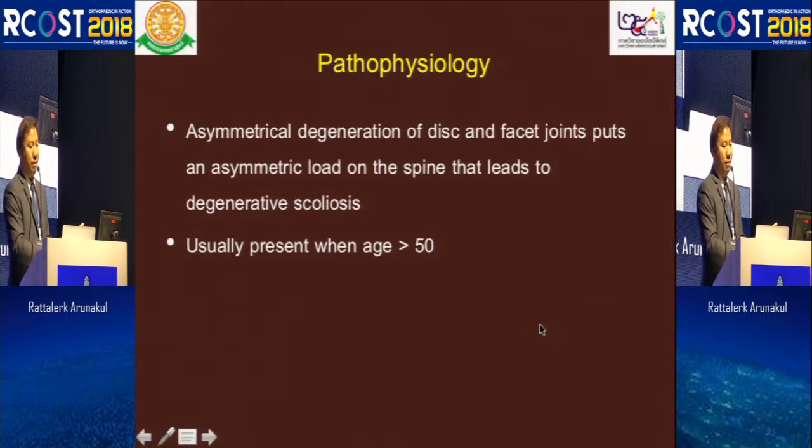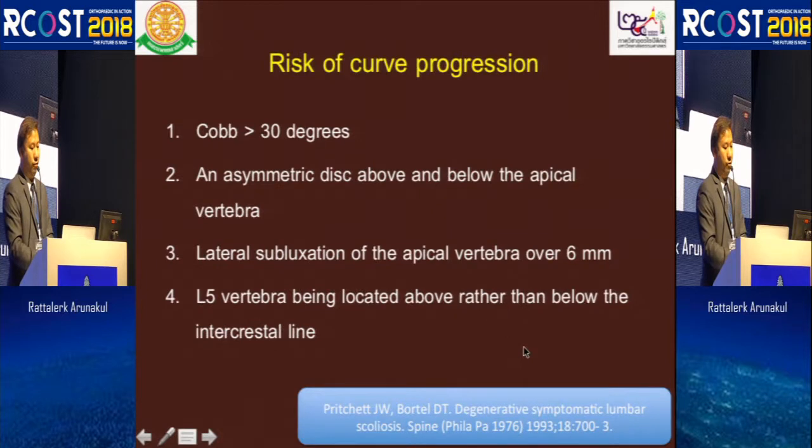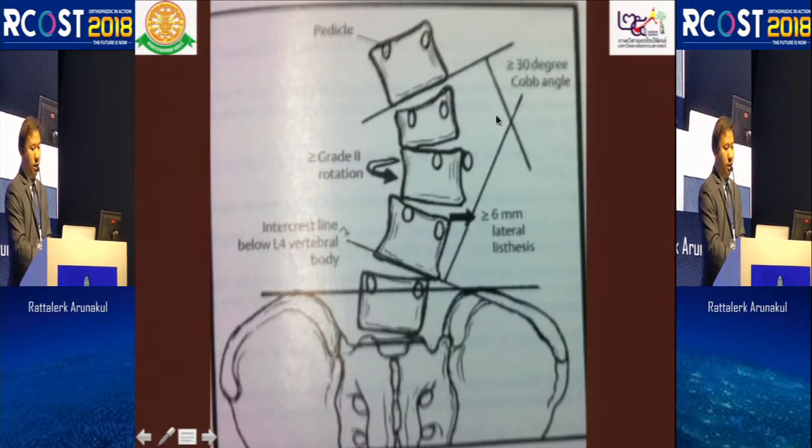So this could happen from the asymmetric degeneration of the distal facet joint. That can create a curve, usually in patients more than 50 years old. And this is a risk of curve progression. So you can see the pictures here.